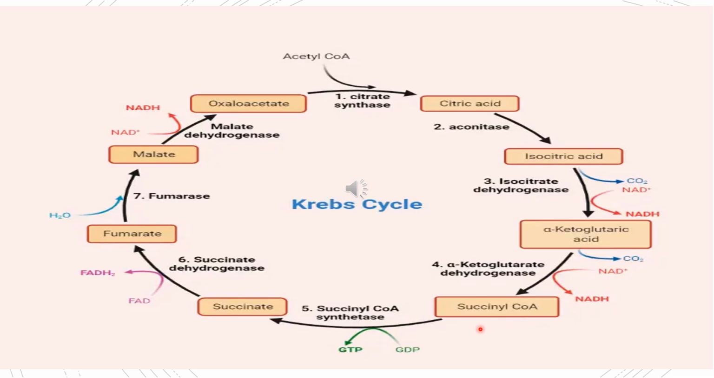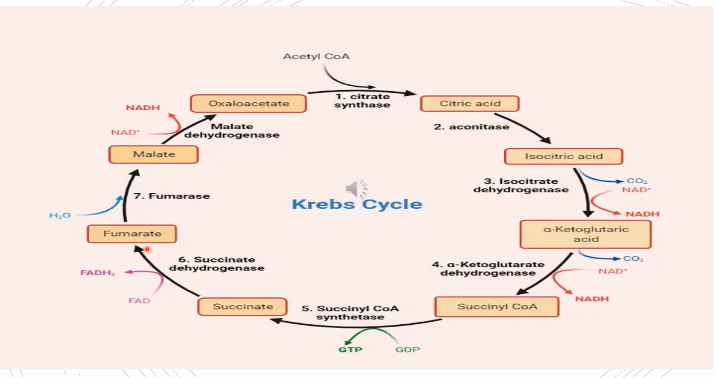Succinyl-CoA is then converted into succinate, and the enzyme that catalyzes this reaction is succinyl-CoA synthetase. At this step, we have the generation of GTP, which can be converted to ATP. Then succinate is converted to fumarate, and the enzyme that catalyzes this reaction is succinate dehydrogenase. And at this step, we have production of one FADH2. Now, this FADH2 is used in the electron transport chain.